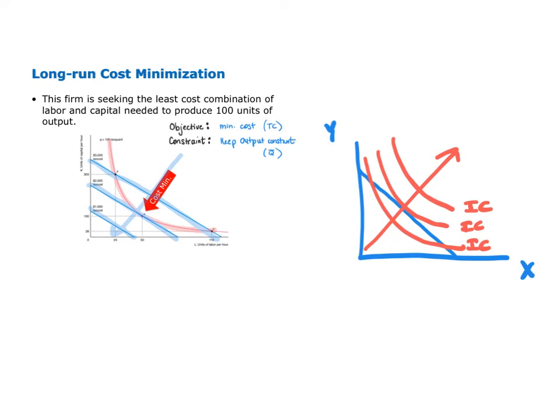However, what is exactly the same in both problems is that the optimal bundle is going to be, once again, this point of tangency. Regardless of whether we're looking at cost minimization or utility maximization, we're going to see that the solution is at a point of tangency between the curve and the line.